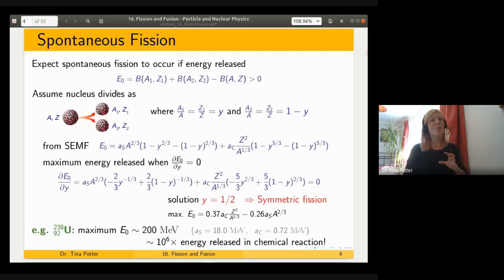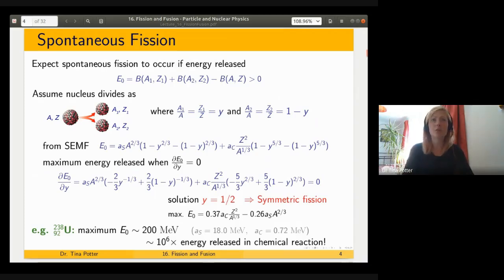We'll start concentrating on fission, and then we'll go to fusion in this lecture. Let's start with fission. A nucleus will undergo fission spontaneously if the energy released is larger than zero. So we're going to need to take into account the binding energy of the two daughter nuclei and the binding energy of that large initial nucleus. So let's have a look. When can we actually expect this to be larger than zero?